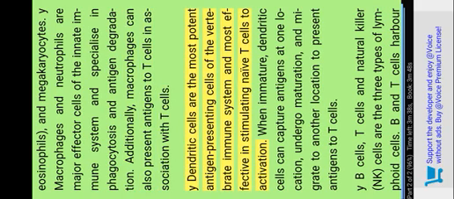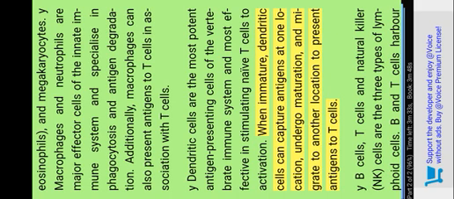Dendritic cells are the most potent antigen-presenting cells of the vertebrate immune system and most effective in stimulating naive T cells to activation. When immature, dendritic cells can capture antigens at one location, undergo maturation, and migrate to another location to present antigens to T cells.